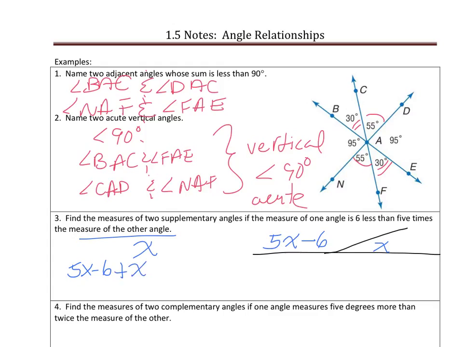Okay, so we know that these 2 angles are supplementary, so we could say that 5x minus 6 plus x sums to 180. And I'm just going to combine like terms. 5x plus x is 6x, minus 6 is 180. And I'm going to try to isolate this unknown.